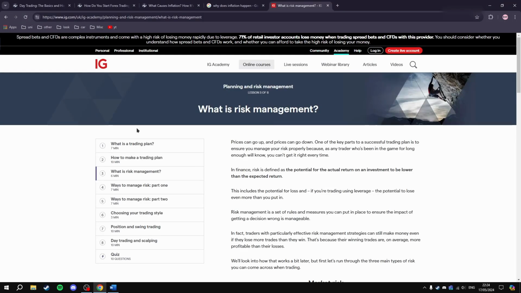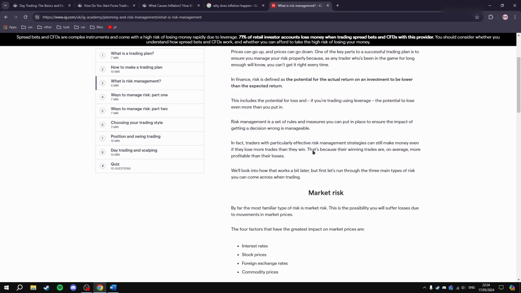Prices can go up and prices can go down. One of the key parts to a successful trading plan is to ensure you manage your risk properly, because as any trader who's been in the game long enough will know, you can't get it right every time.